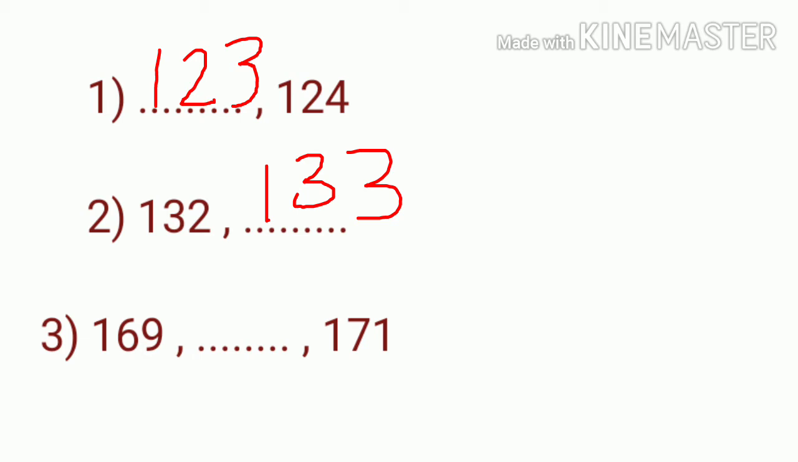The next problem, 169 dash 171. Here we have to find out the number which comes between these two numbers. So here also we can use the method of forward counting. Let us count 169, 170, 171. Now we get the number 170 comes between 169 and 171.